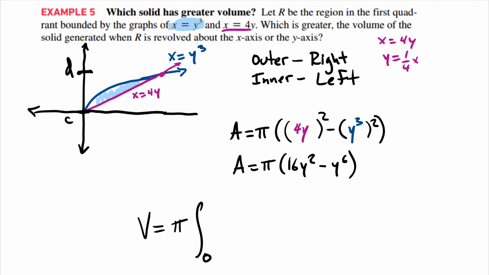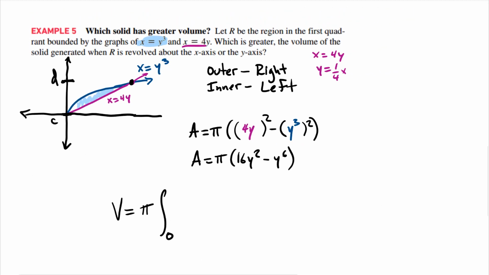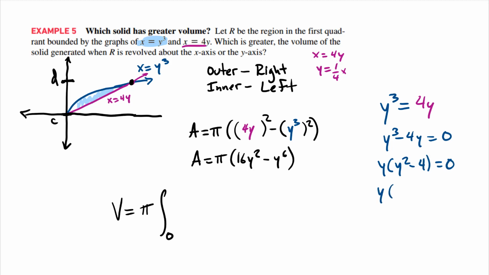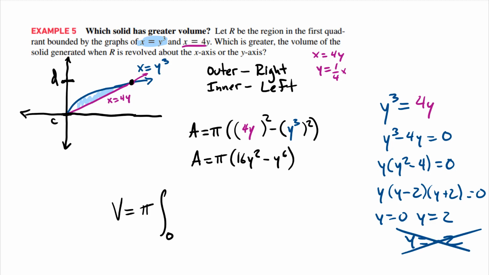So we're now going about the y-axis. This is with dy, which means you need to use the y value. So we need to figure out what that y value is, which means set them equal to each other and solve. So y cubed, set that equal to 4y, and let's solve that. We move it over to one side, set it equal to 0, do a little bit of factoring. We get y equal to 0, y equal to 2, and y equal to -2, but that's not in the first quadrant, so we don't care about that. So we found out that our height D is just 2.